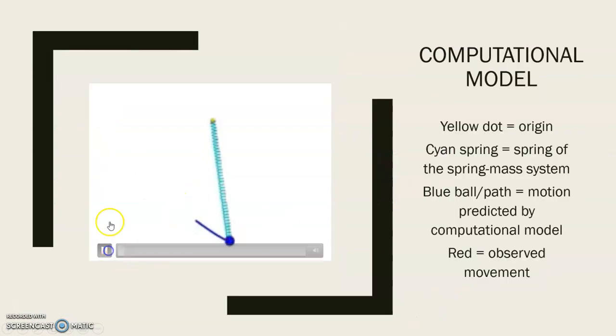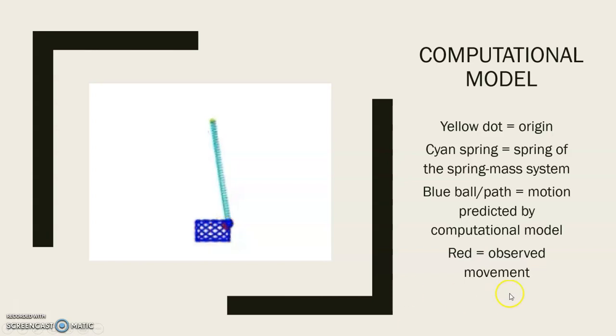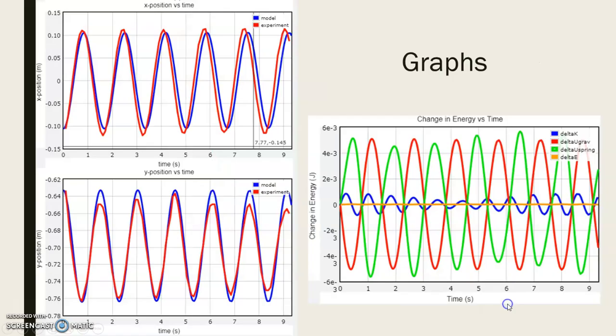So here we go. We see the yellow dot's the origin, the blue is the predicted path by the computational model, while the red is the actual observed motion we saw through Tracker earlier. Next, we have the graphs to show this movement. You see a slight variation between these two. This is because we neglected to include some forces in our calculations, like the force of friction, air resistance, thermal energy, and other dissipative forces.